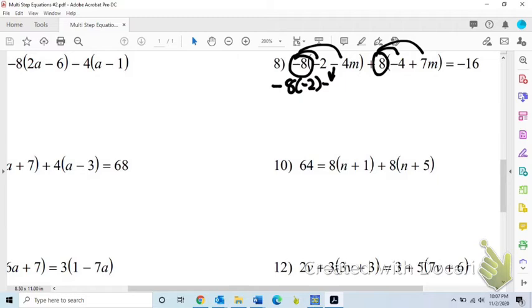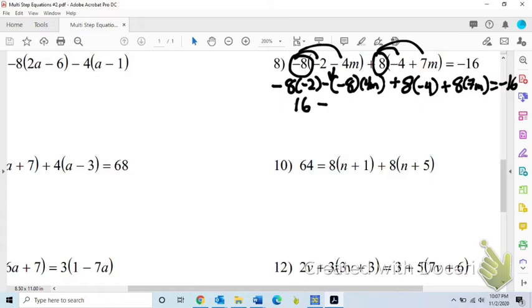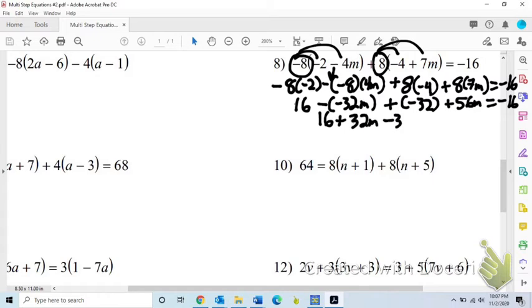So we bring down that negative, and then we go negative 8 times 4m. We then have 8 times negative 4 plus 8 times 7m equals 16. Negative 8 times negative 2 is a positive 16, minus negative 8 times 4m is a negative 32m, plus 8 times negative 4 is negative 32, plus 8 times 7m is 56m equals negative 16. So we have 16 plus 32m minus 32 plus 56m equals negative 16.